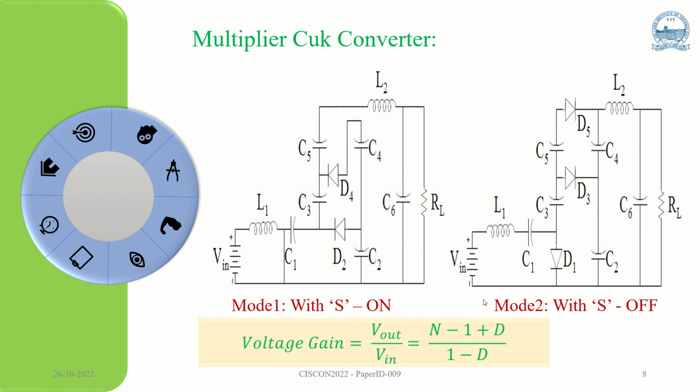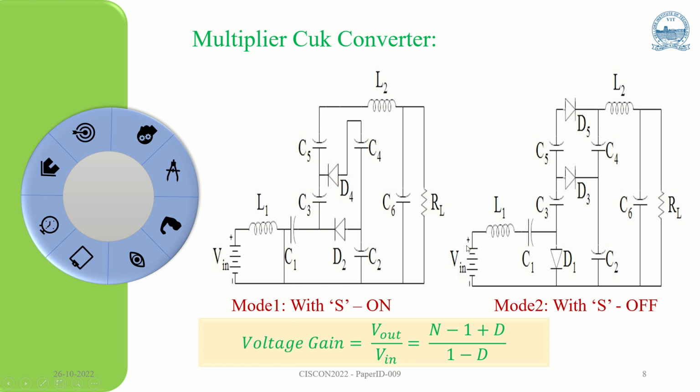This circuit shows the one in which the switch is closed, where the inductor charges from the supply voltage and the capacitor C3 discharges and charges C2 through D2. Similarly, the capacitor C3 is charged by the capacitor C4 through D4, and C5, L2, C6 are going to supply the load.